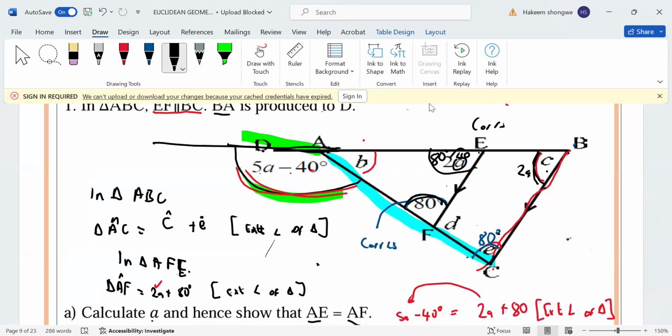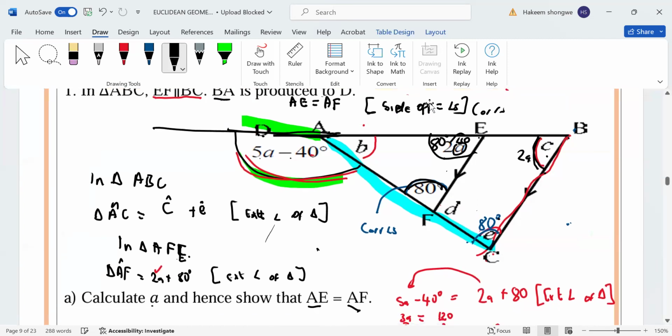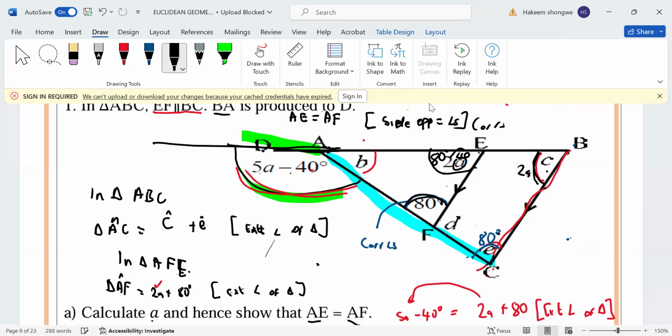That one, how did you get that one? We got it from calculations. We got putting this one here, it's 80. We also got putting this one here, it's 80. What can you tell me then? You can tell me, okay, AE is going to be equal to AF. Why are we saying that? Because we have side opposite equal angles.